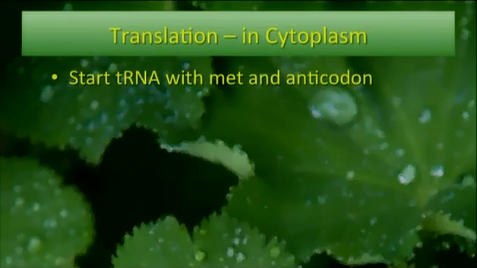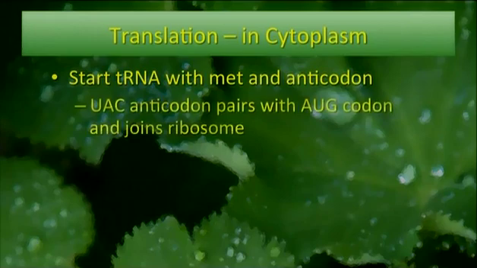Generally the start codon starts with a tRNA carrying methionine and the anticodon for that. This is actually translation in the cytoplasm. The anticodon UAC pairs with AUG. So AUG is the start codon, and UAC is the anticodon on the tRNA, and it joins the ribosome.